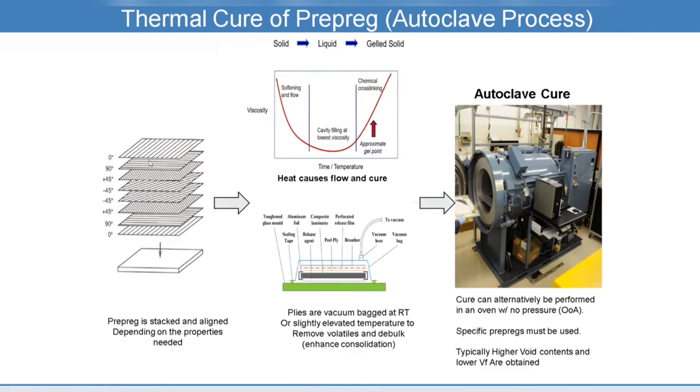So these lamina, which are the prepreg lamina, are then cut and then you stack them up against this tool, and the prepreg is stacked and aligned depending upon the material properties that you want, which is why we're tailoring these composites. And then I go through the process of going from solid to liquid to gel to solid. That's the process I want to follow.